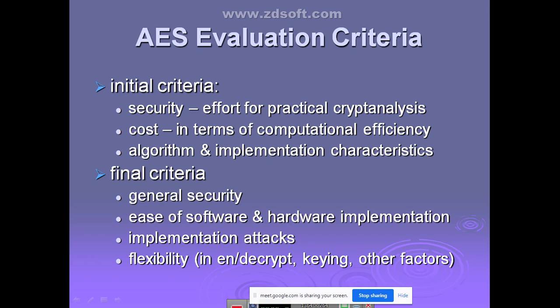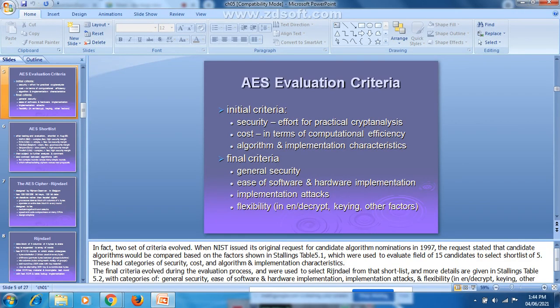Clear? Getting the thing? And then they came up with the final criteria. In that, they considered characteristics like general security, ease of software and hardware implementation, implementation attacks, flexibility in encryption and decryption, keying, and other factors. Clear, guys? Getting the thing?